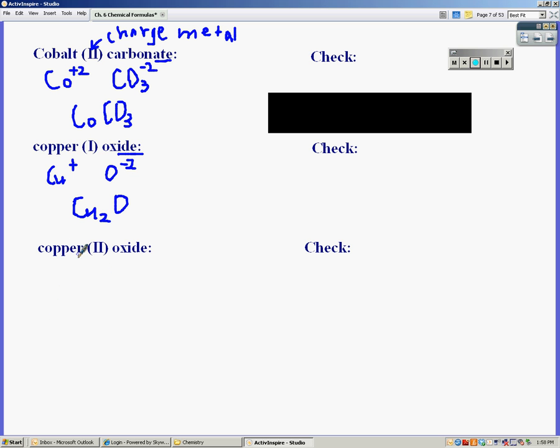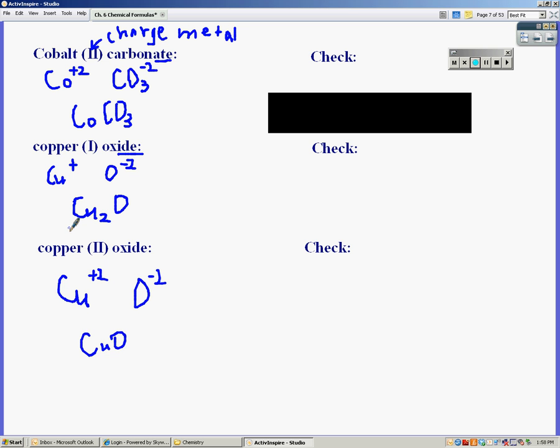Now the next one is copper 2 oxide. Very similar to the one above it. The only difference is your Roman numerals. Right? And remember, that tells me the charge of copper. Now I'm dealing with copper with a +2 charge instead of +1. Oxide is still what it was above, oxygen -2. But now I have a 2-to-2 relationship. It cancels out, equals 0, so I just put them together as CuO.